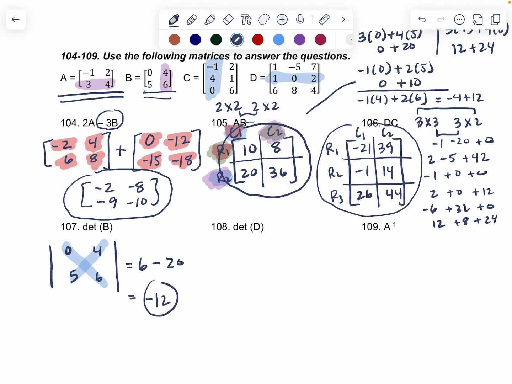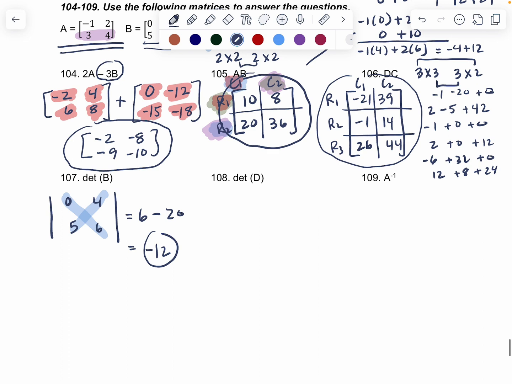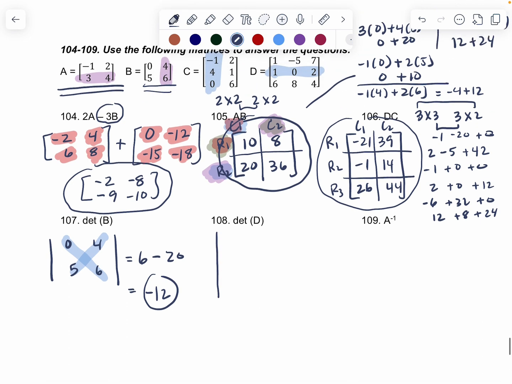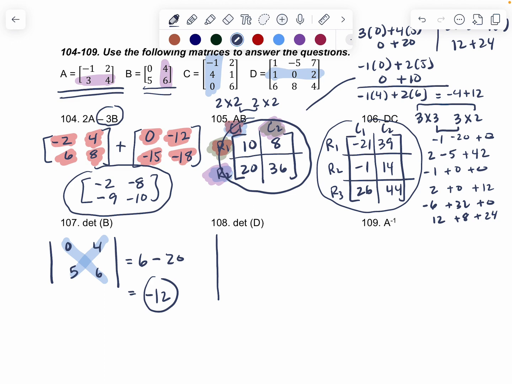Okay, for 108, the determinant of D. You guys remember, you can only do a determinant of an n by n matrix. That means it has to be a square matrix, same number of rows, same number of columns. So here you have 1, negative 5, 7, 1, 0, 2, 6, 8, 4. I'm going to go ahead and rewrite the first 2 columns next to it.